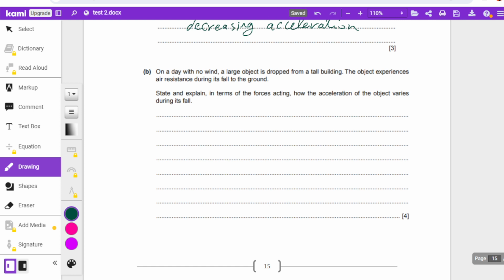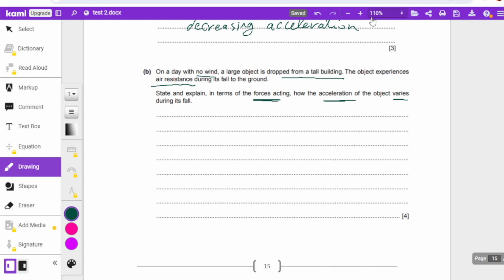On a day with no wind, a large object is dropped from a tall building. This is a free fall. The object experiences a resistance. So it is free fall with the presence of a resistance during its fall to the ground. State and explain in terms of force how acceleration changes during the fall. You have to mention two forces in your answer.